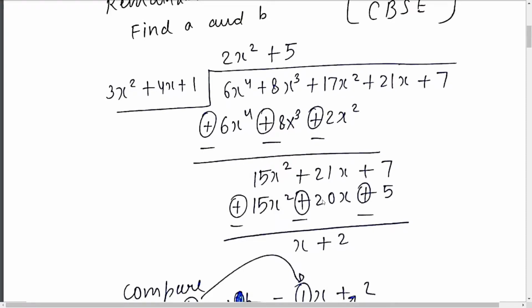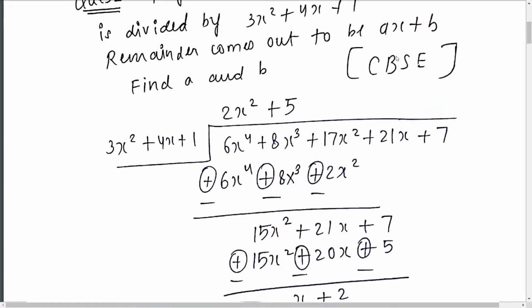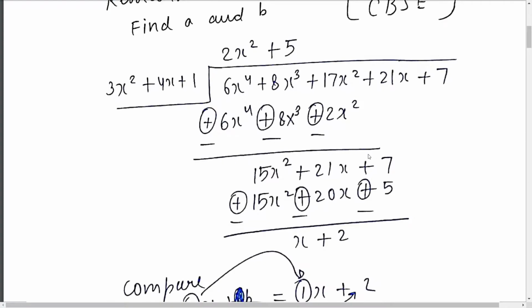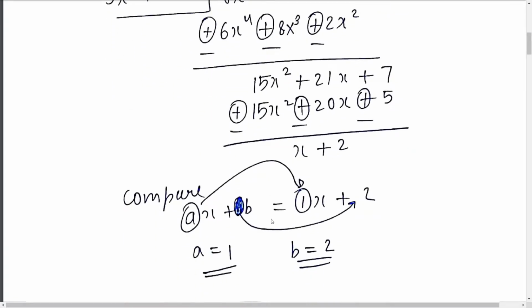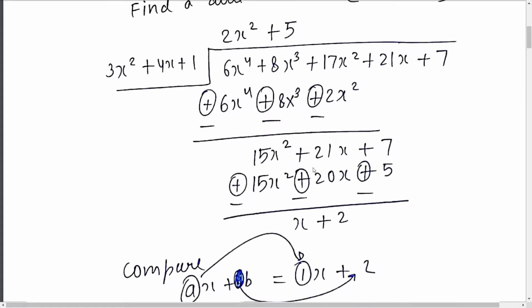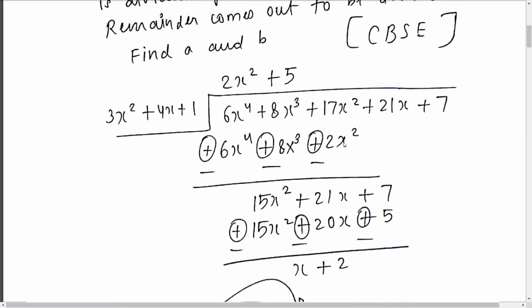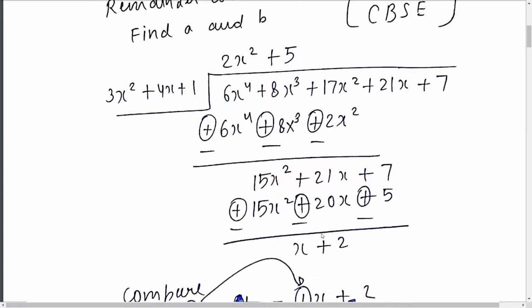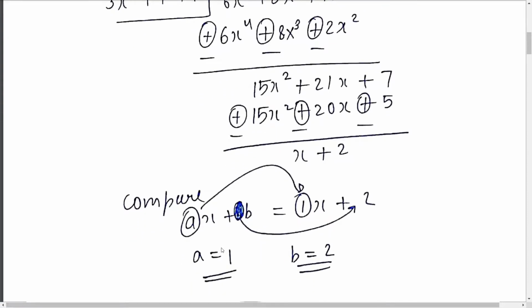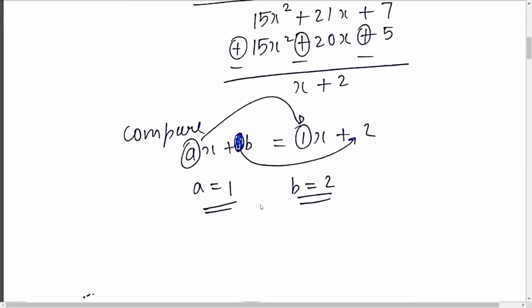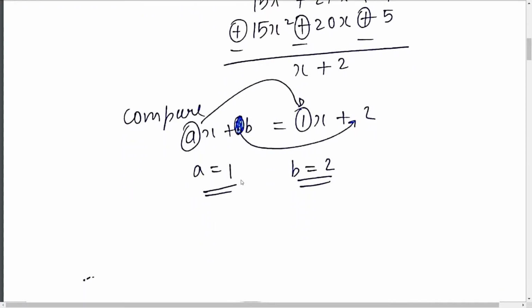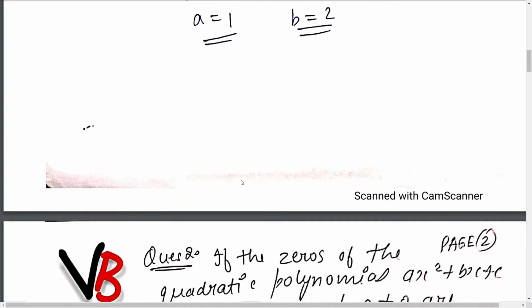So at the last step you'll get the remainder as x + 2, and we are given that the remainder is of the form ax + b. So what we'll do now, we'll compare the remainder. So given remainder is ax + b and what we have obtained is x + 2. So equating both of them, we'll get a as 1 and b as 2. It's simple comparing, right? So you get the values of a as 1 and b as 2. So this is the first question. Now we move to the next question.